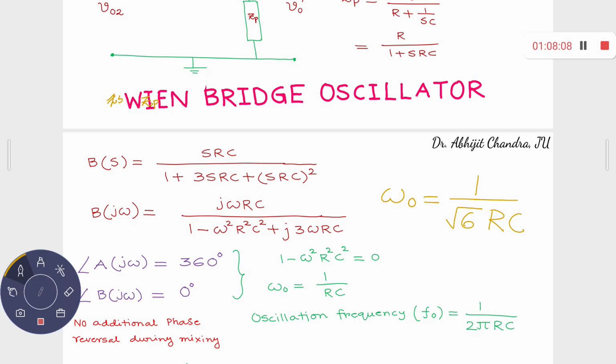So here in our syllabus we have 4 such oscillators. In fact, we have RC oscillators and we have LC oscillators. We will study 2 RC oscillators and 2 LC oscillators. Apart from that, we have the crystal oscillator, which is not there in our syllabus.